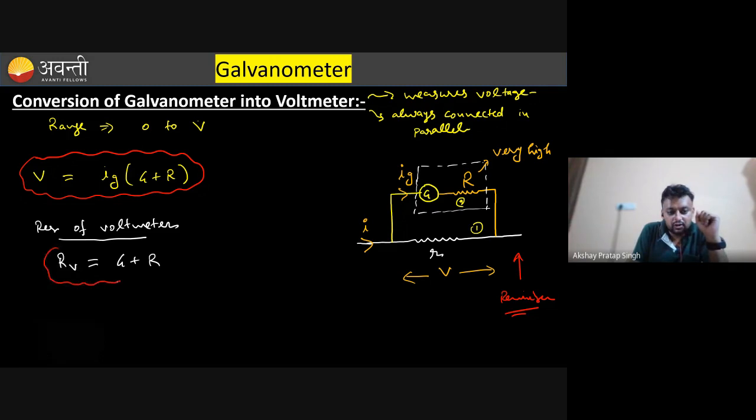Out of which, do you remember one thing? R is a very high resistance. So the resistance of voltmeter is very high. So you can make a punchline again. Resistance of voltmeter is very high.